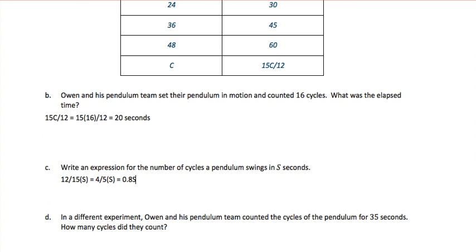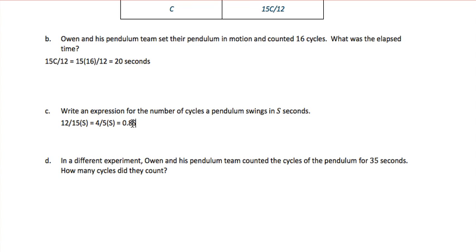So in a different experiment, Owen and his pendulum team counted the cycles for the pendulum for 35 seconds. How many cycles did they count? Again, S represents the seconds. So what we can do is take our expression that we just determined and multiply it. Well, let's start with the original expression, and then substitute 35, and then we find 28 cycles.